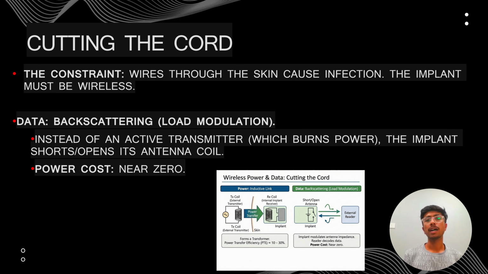However, making the implant wireless introduces another problem, that is power consumption. A conventional active wireless transmitter consumes a lot of power, which is not suitable for implanted systems. To solve this, the system uses backscattering, also known as load modulation, for data transmission. Instead of actively transmitting, the implant simply changes the load on its antenna coil. By shortening or opening the antenna coil, the implant modulates the signal sent by an external reader. This allows data to be transmitted without generating a new RF signal. As a result, the power cost is near zero, making backscattering ideal for low power implantable neural devices.